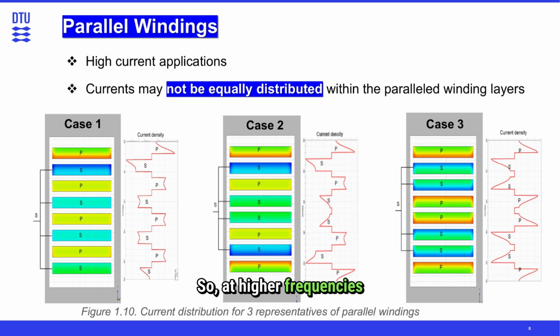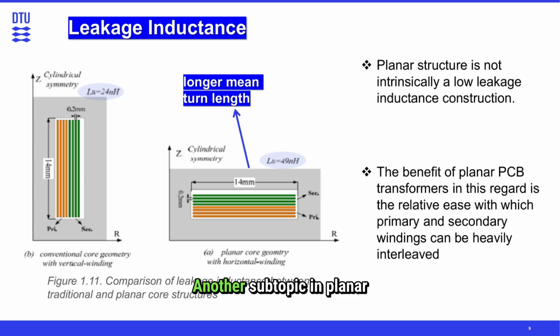So, at higher frequencies, where eddy currents dominate, case 3 will actually have higher AC resistance. So even though parallel windings seem like a good idea for high current, they require careful design and modeling to avoid unexpected losses. Another subtopic in planar magnetics is how to model the leakage inductance.